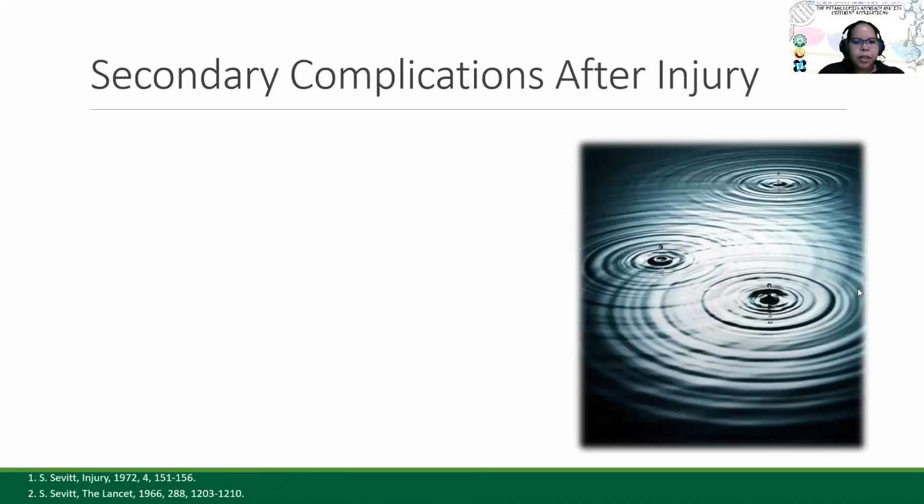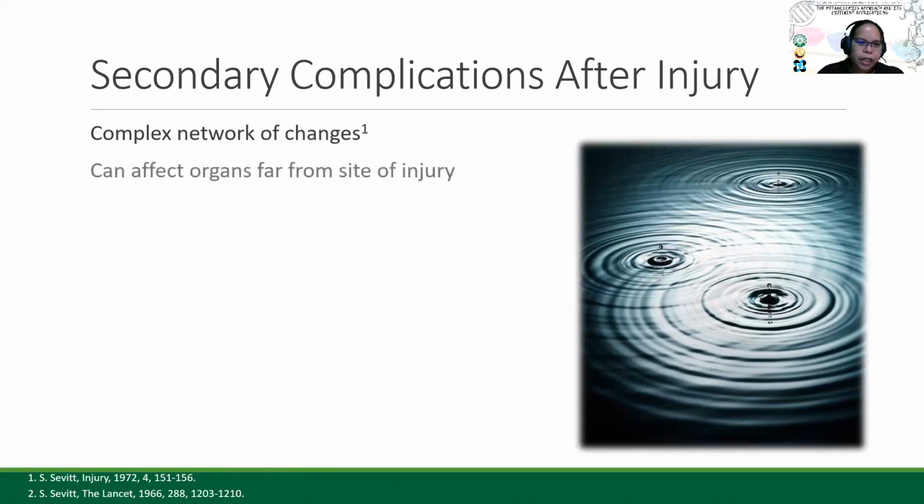Now, after a trauma injury, you can envision this particular illustration here. If you throw a pebble into the pond, you would expect ripples to radiate from the point of impact outwards. And the same goes for trauma injury. There is a complex network of changes that occurs after a trauma injury, and this can affect organs that are far from the site of injury. For example, the injury can be just in the head, but because of certain physiological or pathophysiological effects, the complications can go up to other parts of the body, such as your kidney, your liver, your heart, etc.